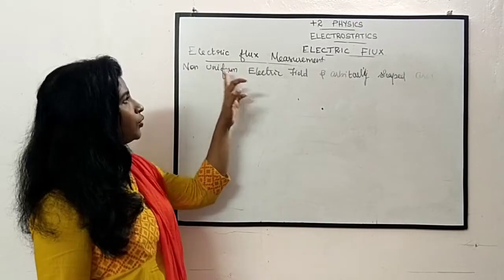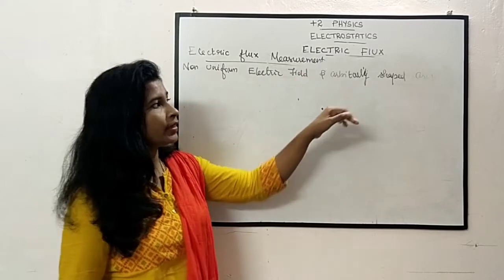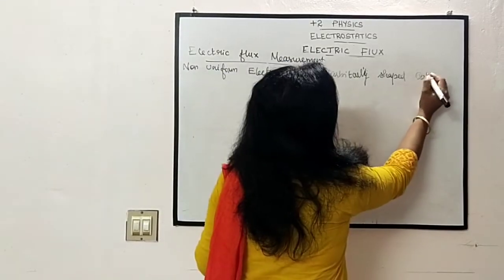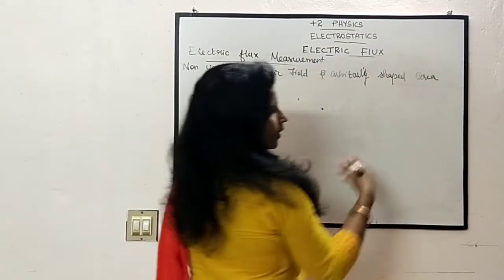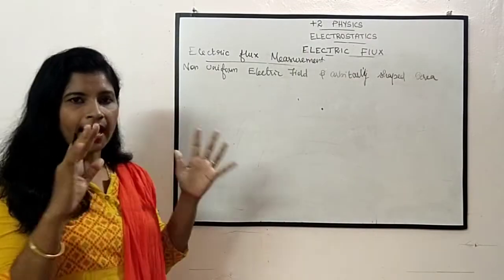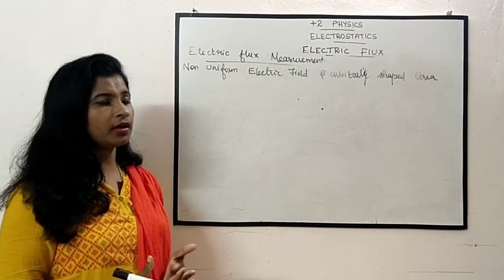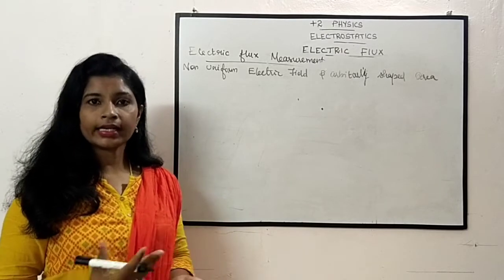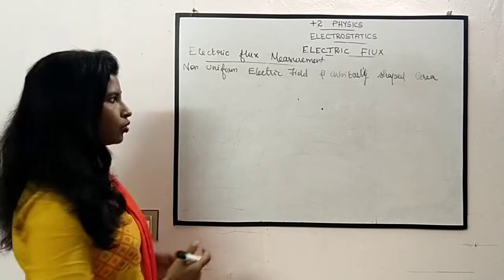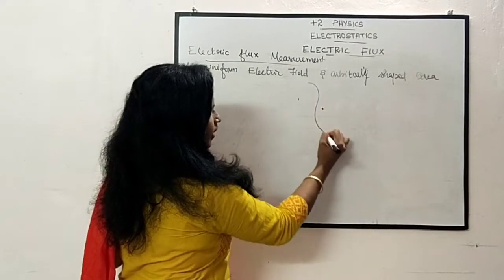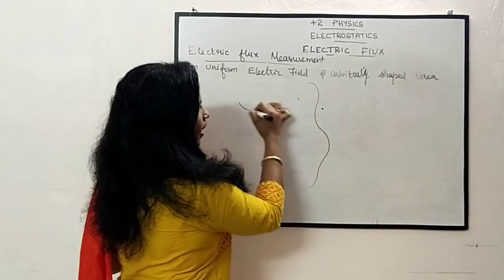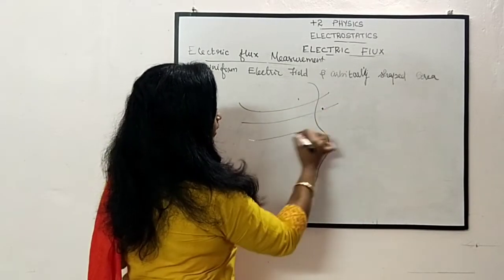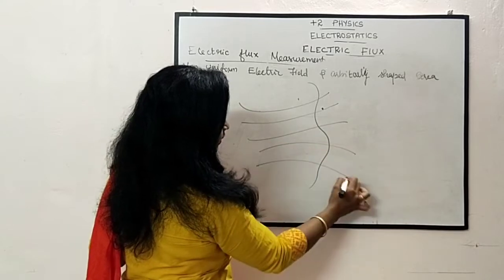So non-uniform electric field and an arbitrarily shaped area, that is, with some shape, not a flat surface. If I place that shape in a non-uniform electric field, how will its electric flux be? We are going to calculate it. For that, consider a shape like this and a non-uniform electric field. Okay, it will have various directions.